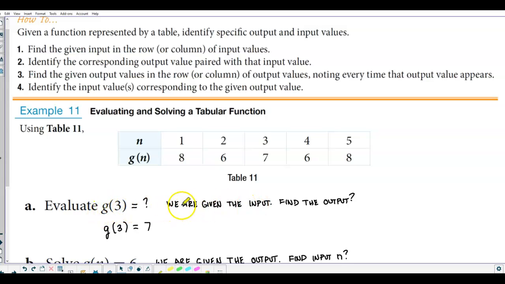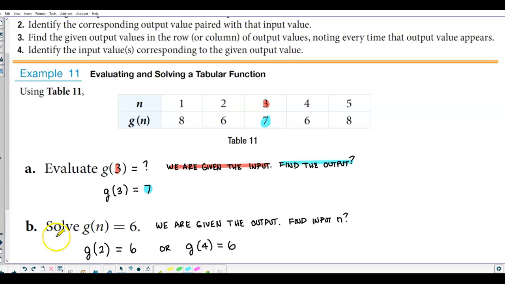So we're given the input. The input is given to be 3. So that means we're going to look up here and determine that the input is 3. And then what we want to do is find the output. So the output is going to be 7. So therefore the output is 7.